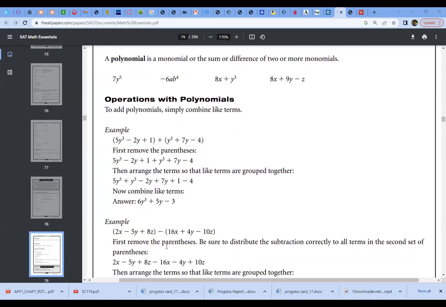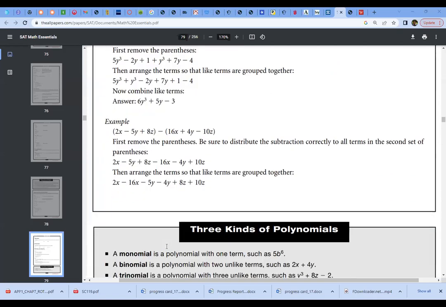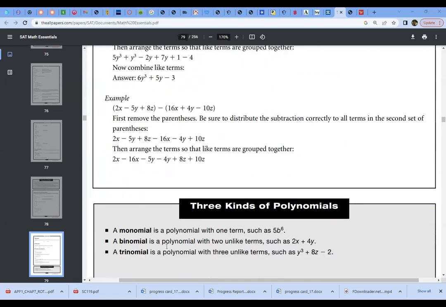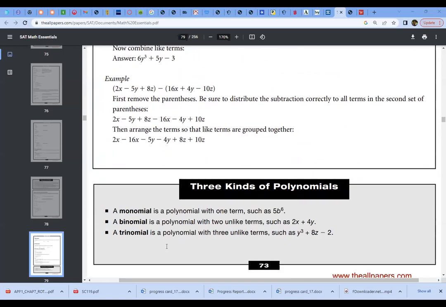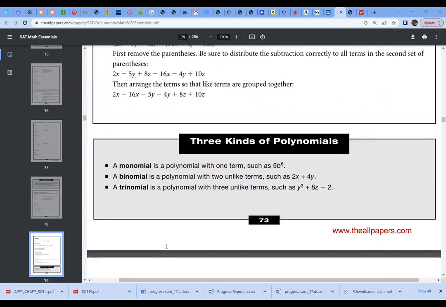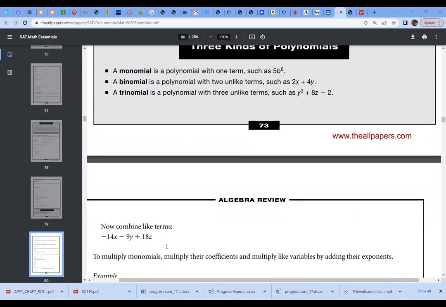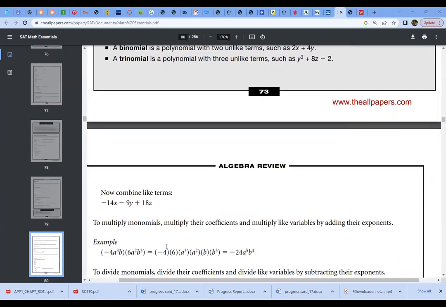So this is another example. There are 3 kinds of polynomials. A monomial is a polynomial with 1 term. A binomial is a polynomial with 2 unlike terms, like 2x plus 4y. A trinomial is a polynomial with 3 unlike terms, like y to the power 3 plus 8d minus 2.